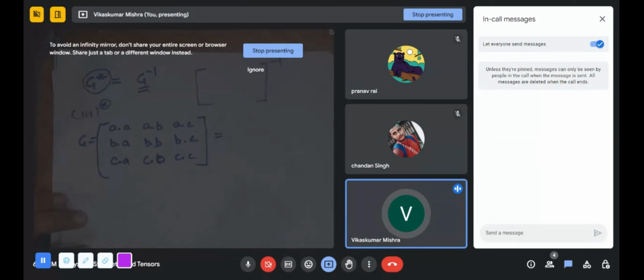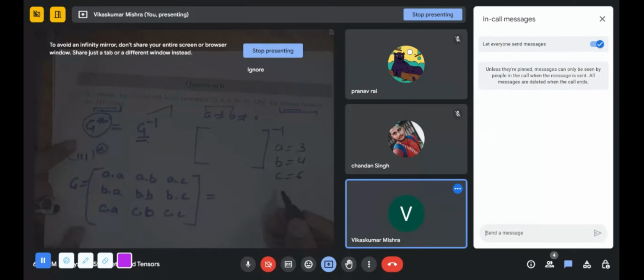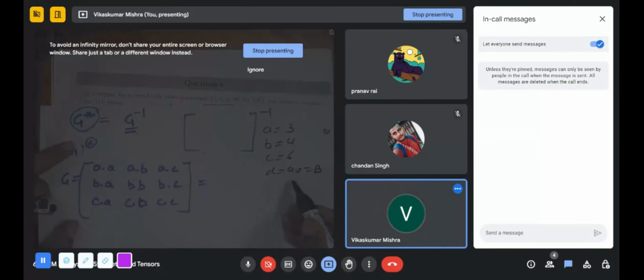Here what we will do, we know the value of A, B and C. Let me write it somewhere. A is equal to 3, B is equal to 4 and C is equal to 6. Alpha we know, alpha is equal to 90, and also beta, and gamma is 120 degrees. Let's try to apply them.